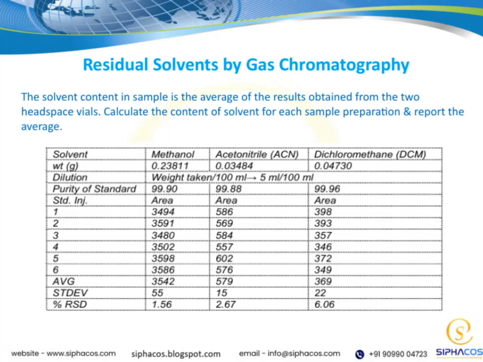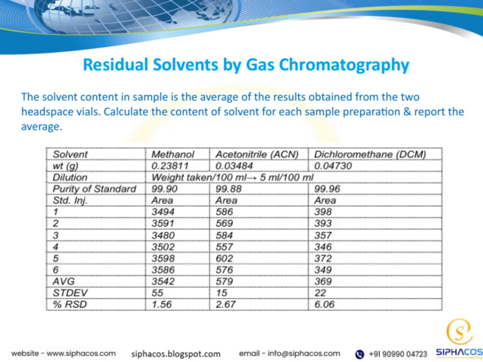Now, let's talk about how we determine the solvent content in our samples. The key point here is that the solvent content is calculated as an average of the results obtained from 2 separate headspace vials. This approach helps ensure accuracy and consistency in our measurements.